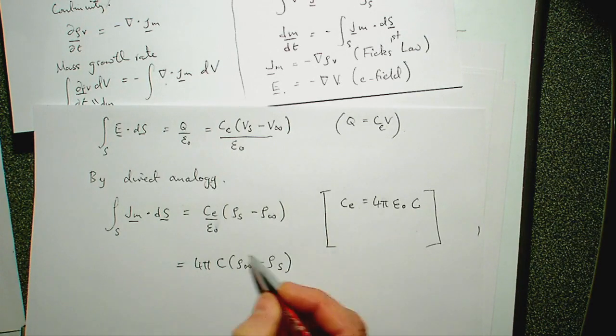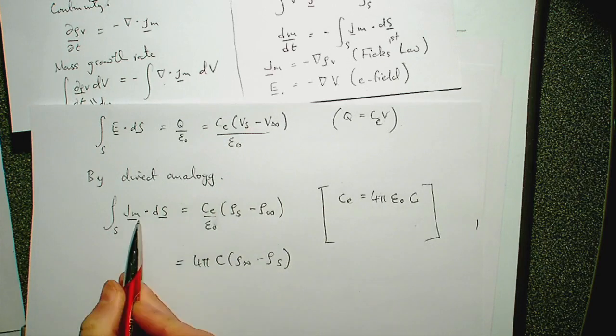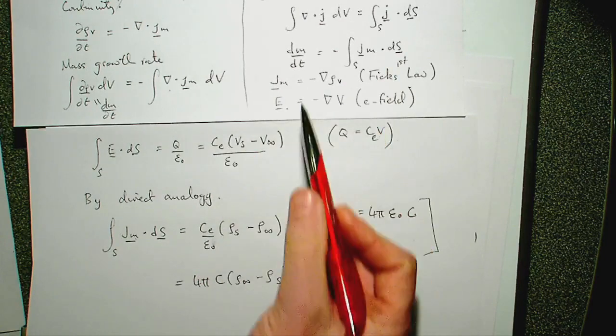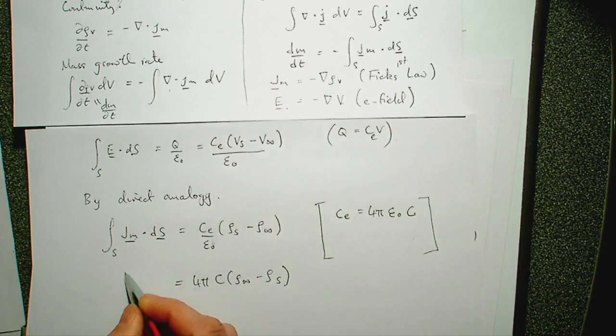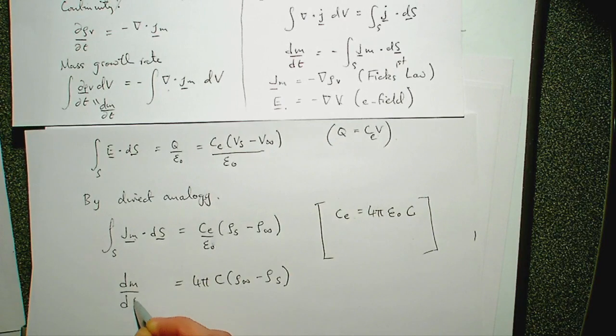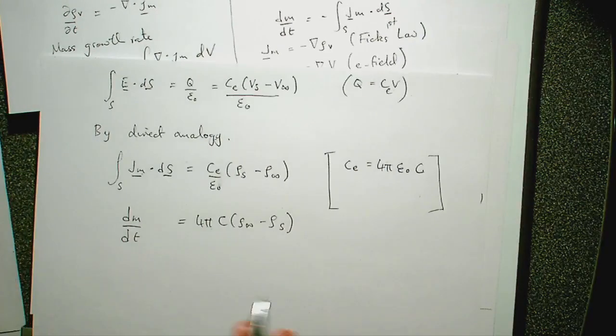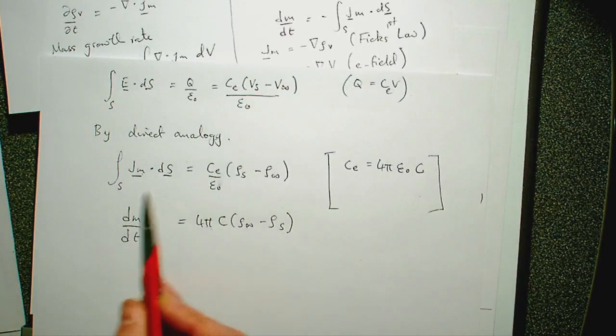Okay. And this J dot ds is minus the mass growth rate. So I can write that the mass growth rate of the crystal, dm by dt, is equal to 4 pi times this capacitance times the difference between the scalar potential at infinity and the scalar vapor density at the surface of the crystal. Okay, so this is a way of describing the growth rate of an ice crystal from the vapor.